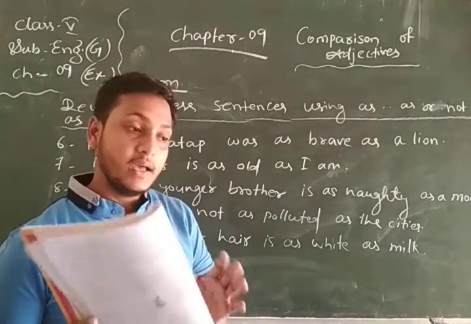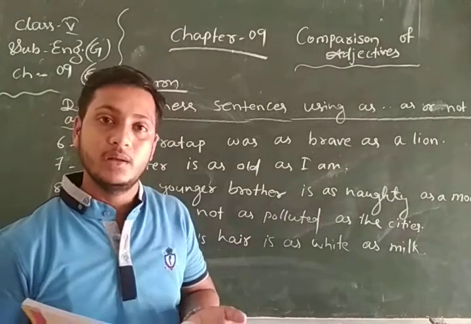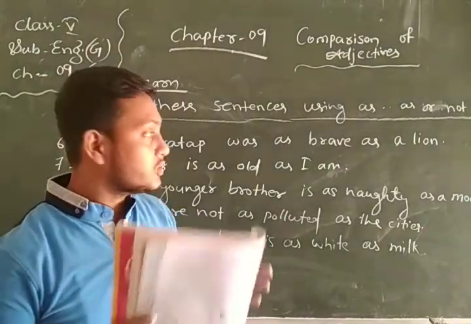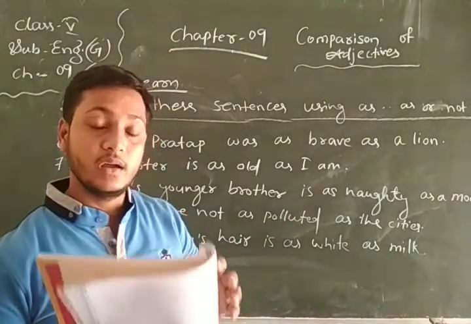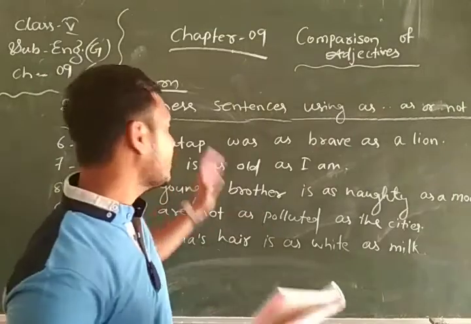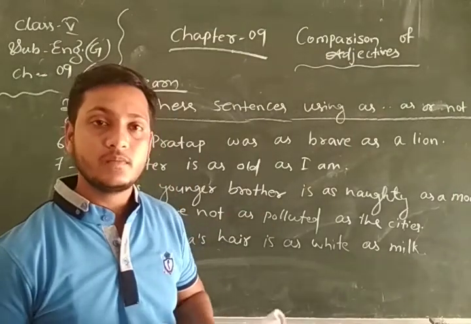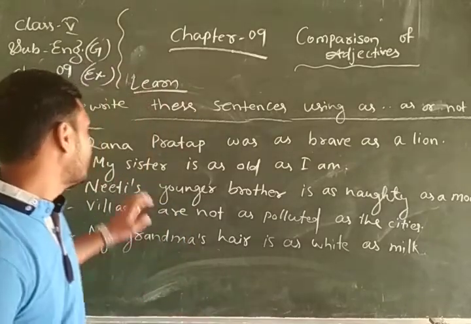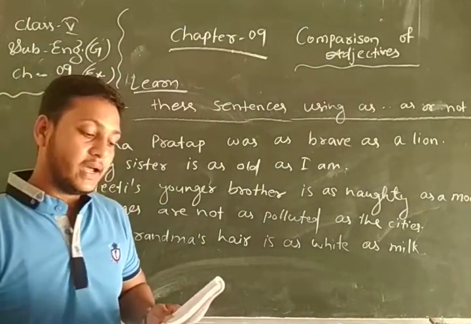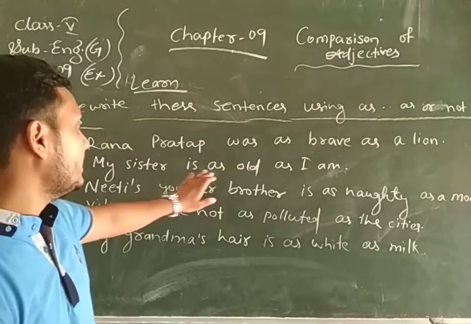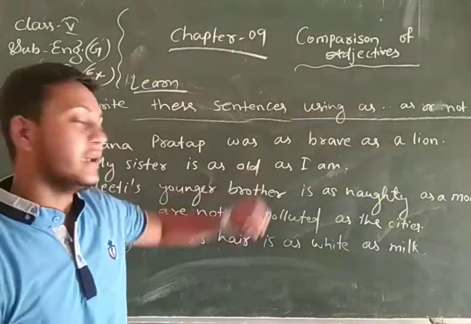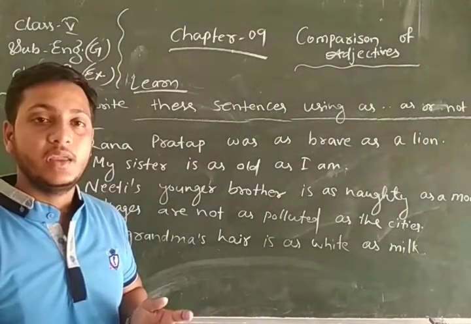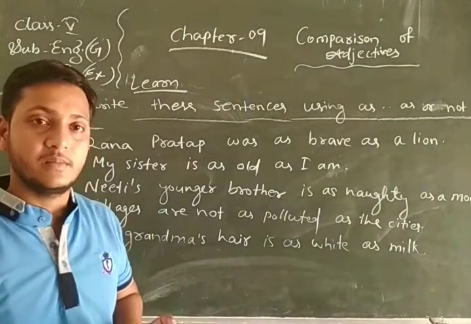So as the lion is a brave animal, the king of the forest, so as the lion is brave like a lion, Rana Pratap was also a brave one. Come to number 7. My sister and I are 12 years old. My sister is as old as I am, means the ages of me and my sister are similar.